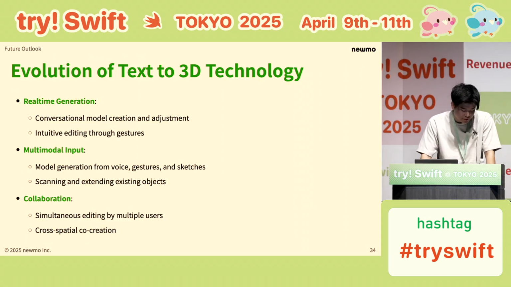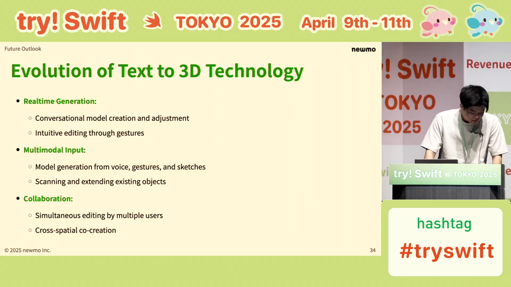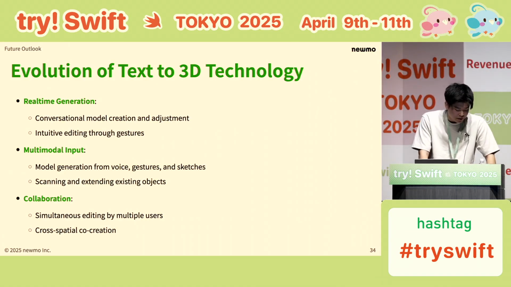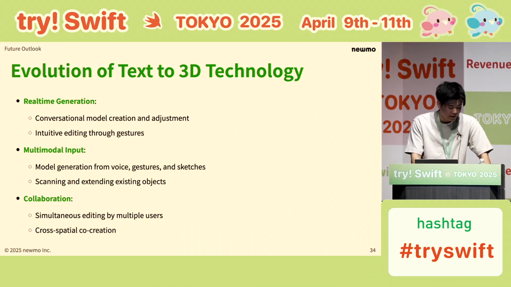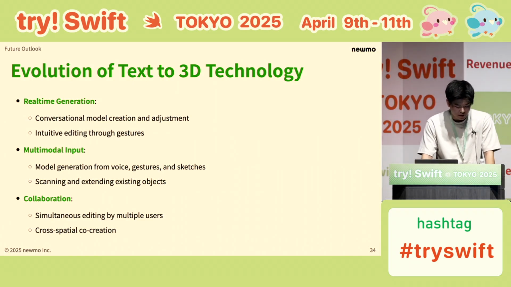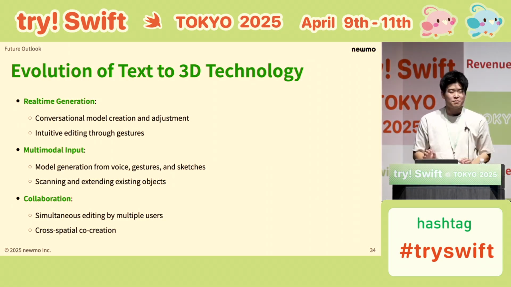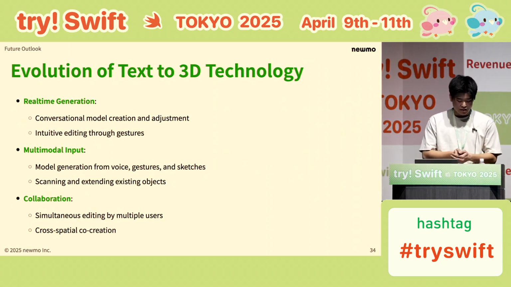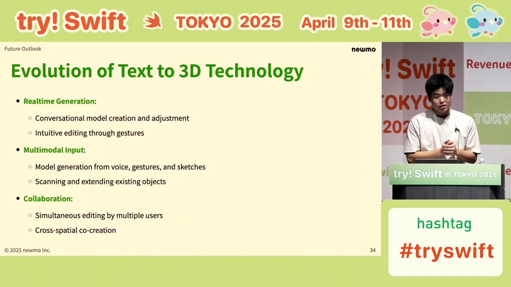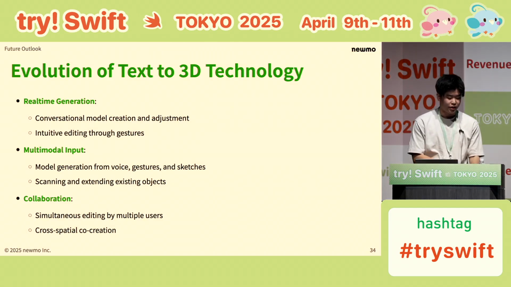Text to 3D model AI is also improving very fast, becoming stronger and simpler. Soon, we might edit 3D models just by talking to AI, use drawing or voice combined with text as input, or even have multiple users create 3D content together using these tools in a shared space like spatial computing.